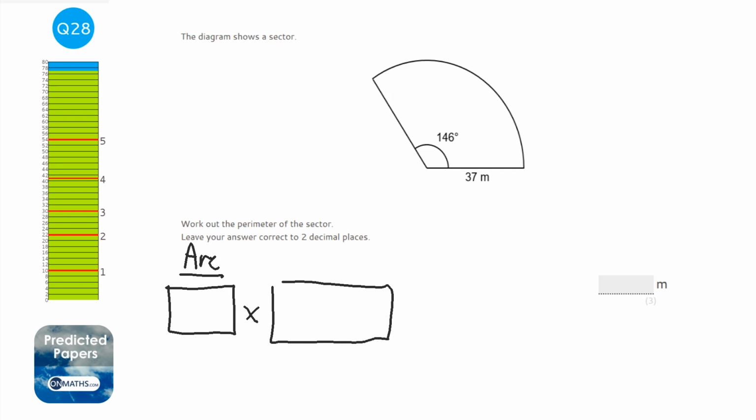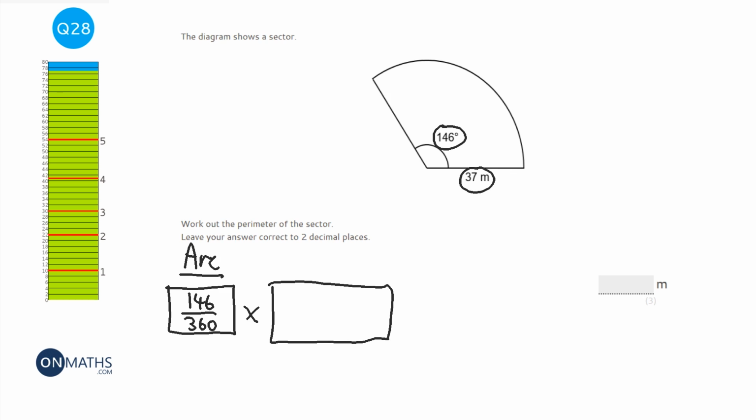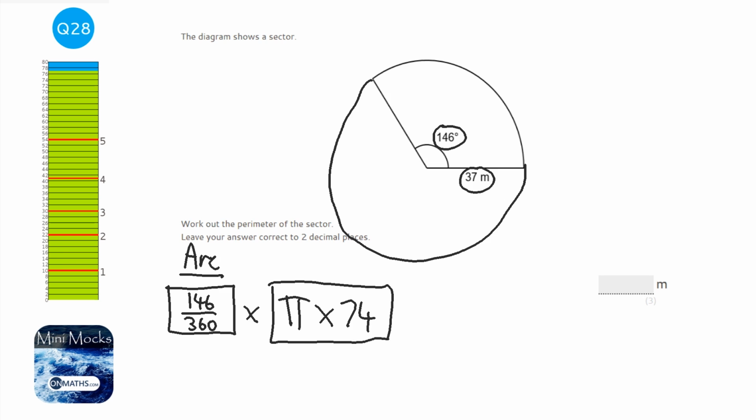circumference of the circle. So to work out the fraction of the circle we've got, well, we've got 146 degrees and there are 360 degrees in total in a circle. The formula for the circumference of the total circle is pi d, or 2 pi r. Well, here we've got a radius because it's halfway across the circle. If you imagine the whole circle looks something like that, then the 37 is the radius. So we need to first of all double the radius to get the diameter, and so we're going to do pi times 74, which is twice 37.